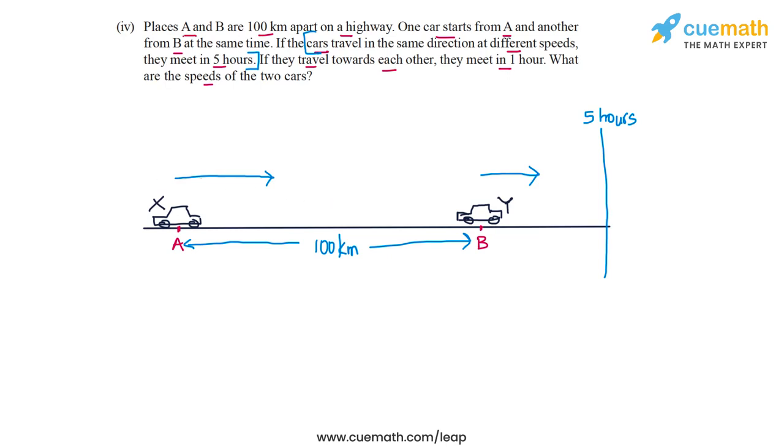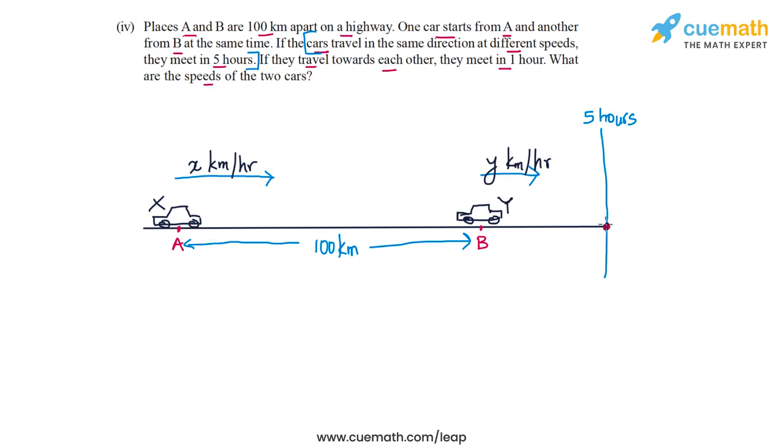But what are the unknowns? The unknowns are, of course, the speeds of the two cars. So suppose that the speed of car X is x kilometers per hour and the speed of car Y is y kilometers per hour. And from the fact that the two cars meet at some point to the right of B in 5 hours, we should be able to form an equation in x and y. So what is that equation? Well, it's quite simple once you are able to visualize it from this picture.